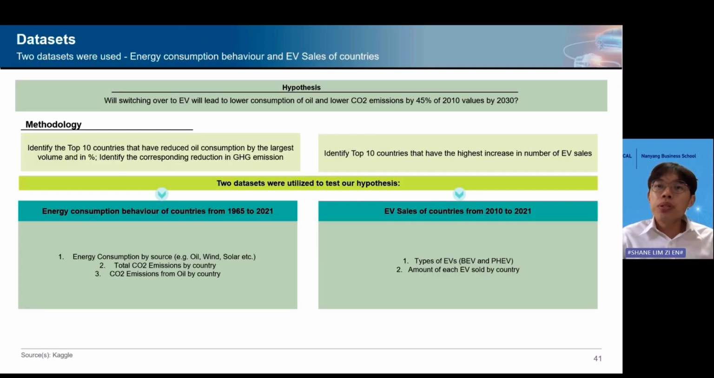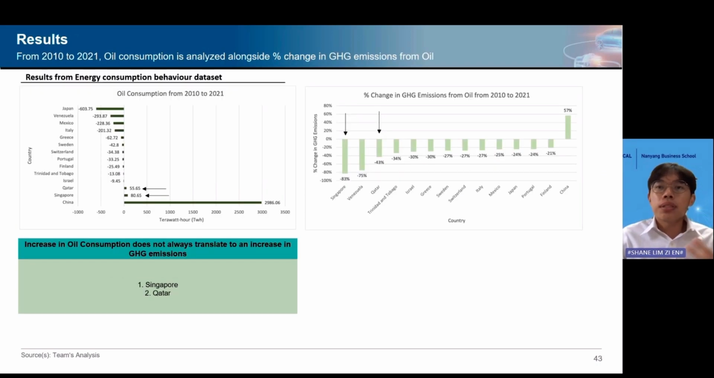Hence, we will be using two key data sets. Firstly, energy consumption behavior of countries, and secondly, EV sales of countries. The results are as follows. The graph on the left identifies the top 10 countries that have reduced oil consumption by the largest volume. And on the right is the corresponding reduction in greenhouse gas emissions.